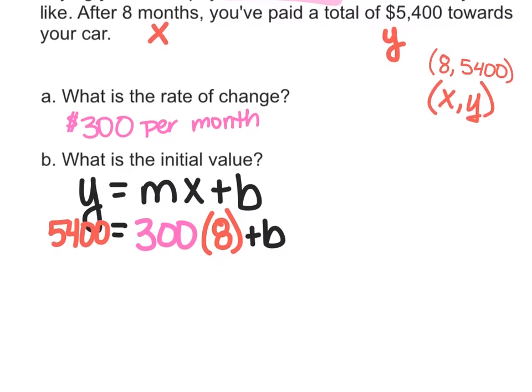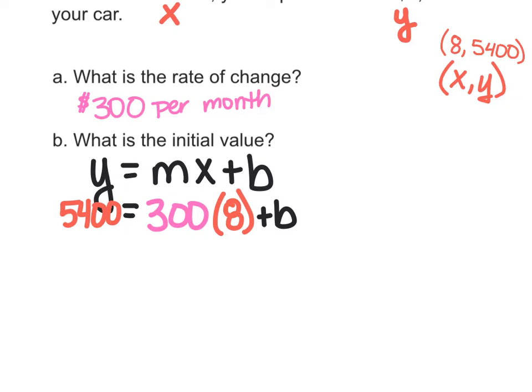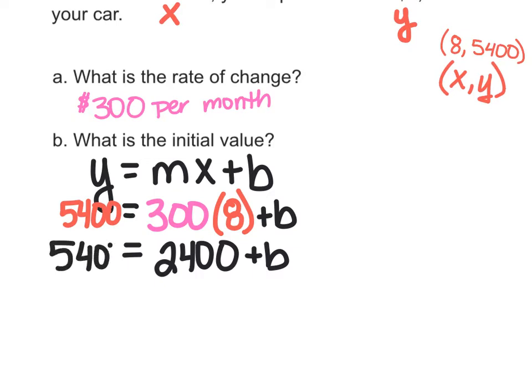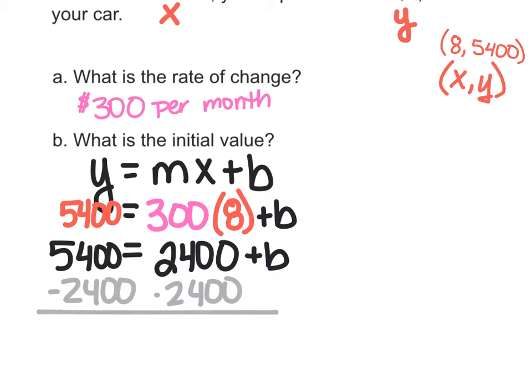So I'm just going to scroll my screen down so I can solve this. And I'm going to crunch my numbers. I have 300 times 8, which is 2,400, plus B is equal to 5,400. I want to get B alone, so I'm going to subtract 2,400 from both sides. And I find that B is equal to 3,000.